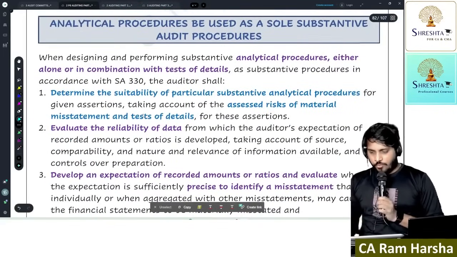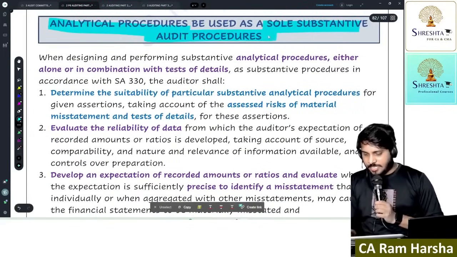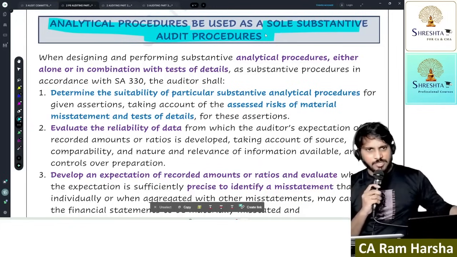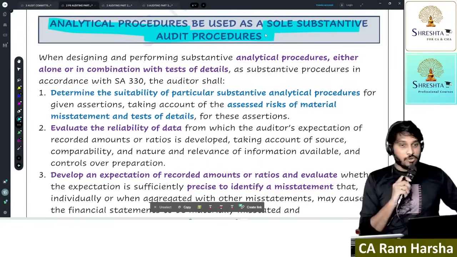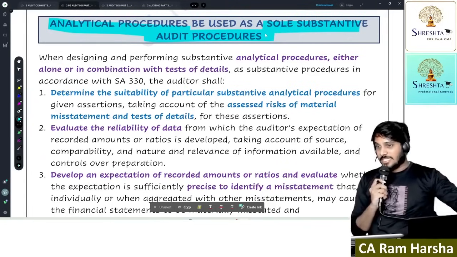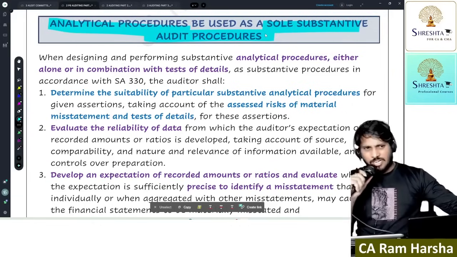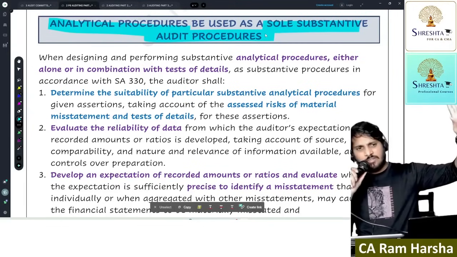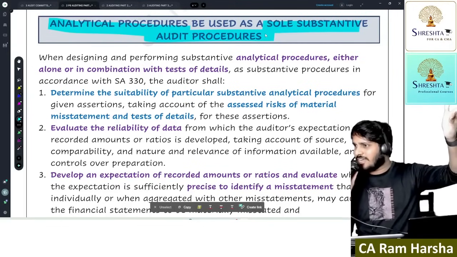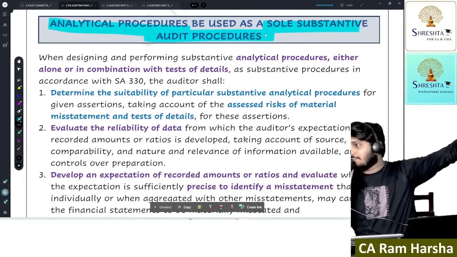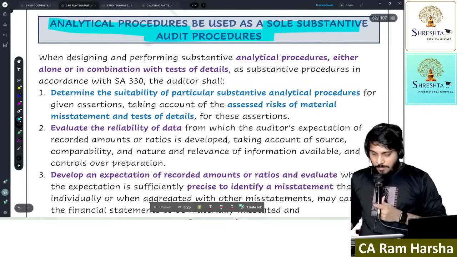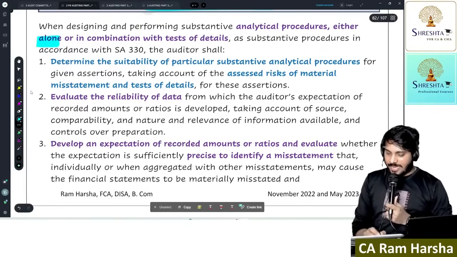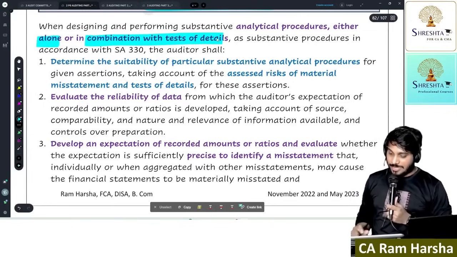Can I use only analytical procedure as a single substantive audit procedure? I will not do test of details. Can I use only analytical procedure as a pure substantive procedure? If test of controls are highly effective, you can apply just analytical procedure, logically check everything seems right. Controls are fine, which means actual transactions will be done well. If logically everything appears fine, process is correctly followed, why do you have to check internally again? It's a waste of time. Focus on some other area. Are you getting it? Analytical procedures will be applied either alone or in combination with test of details.